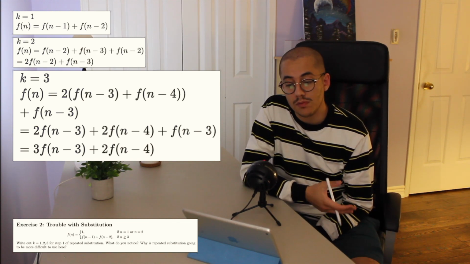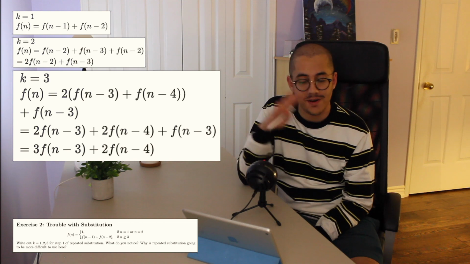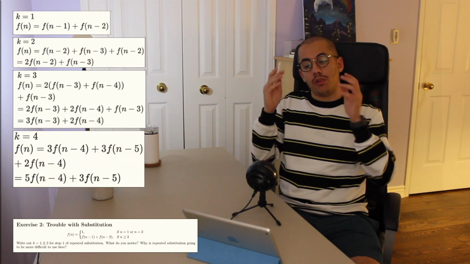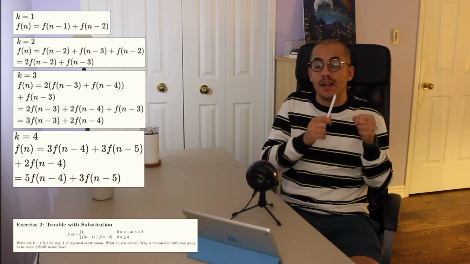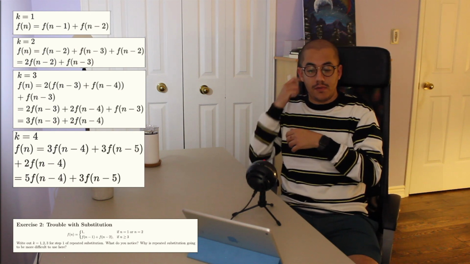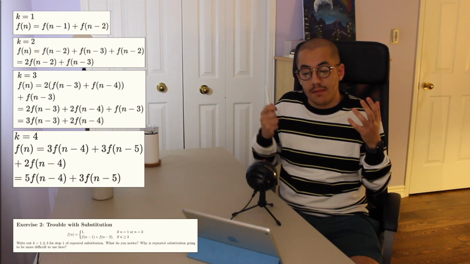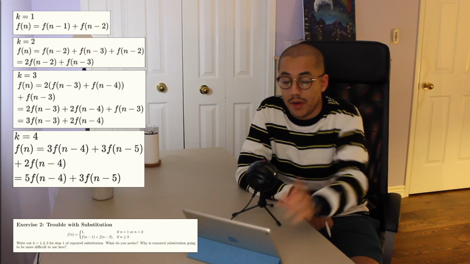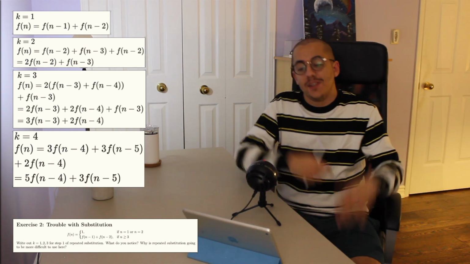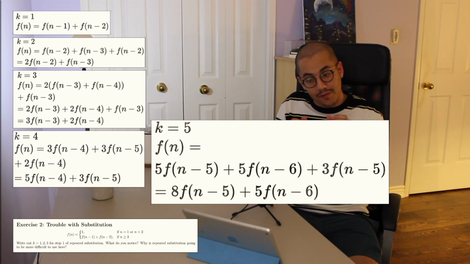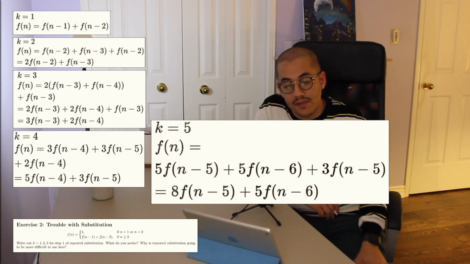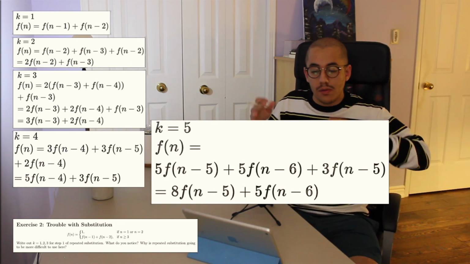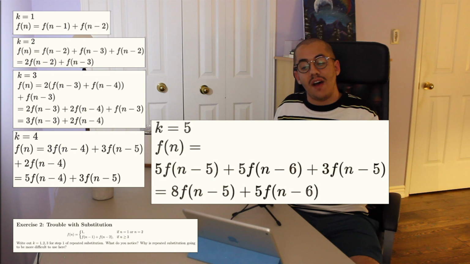When you do k equals 4, not minus 4, it's going to be fn equals 3 fn minus 4 plus 3 fn minus 5 plus 2 fn minus 4, which is going to be 5 fn minus 4 plus 3 fn minus 5. Now there's k equaling 5. You do the same thing with k equaling 5 with the first term only. It's going to be 5 fn minus 5 plus 5 fn minus 6 plus 3 fn minus 5. And then you do the math. It's going to be 8 fn minus 5 plus 5 fn minus 6.